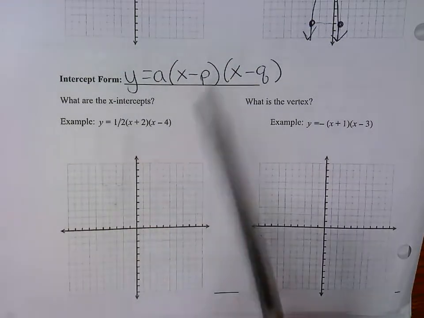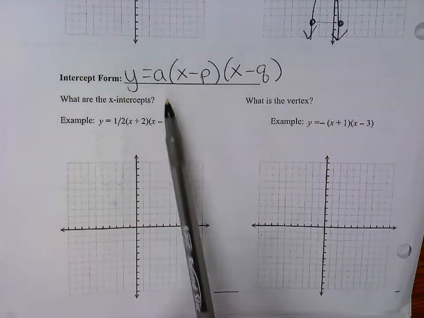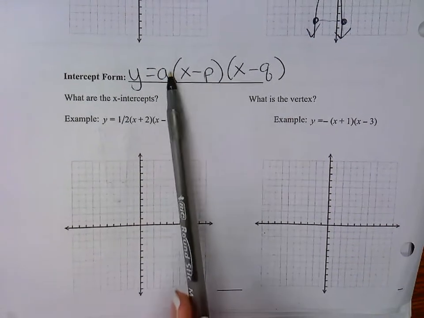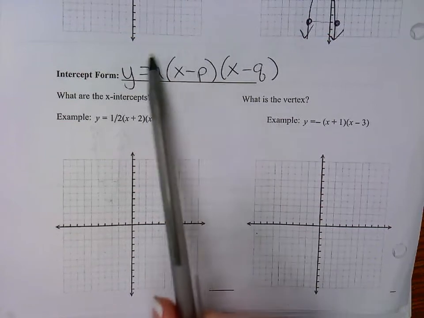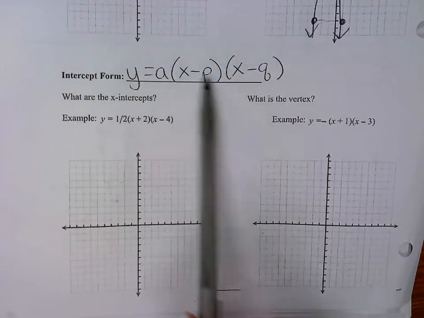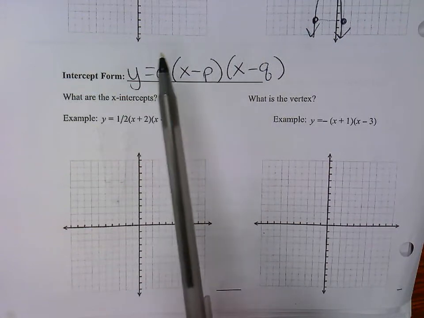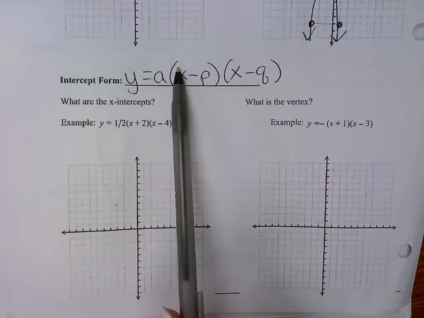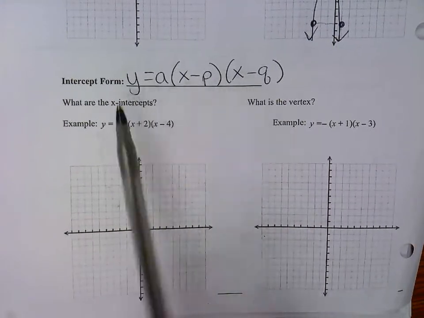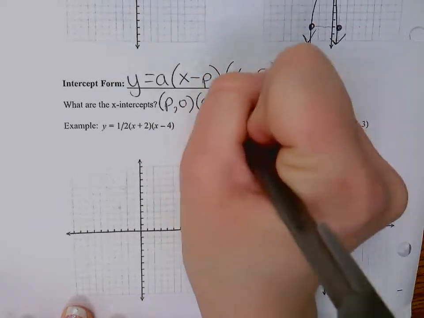So p and q have different jobs, but a has the same job that it always has, the steepness and the concavity. This is also called factored form. See the two parentheses? We're going to practice that either tomorrow or Wednesday. The reason it's called intercept form is because the factors give you the x-intercepts. So the x-intercepts are at (p, 0) and (q, 0).